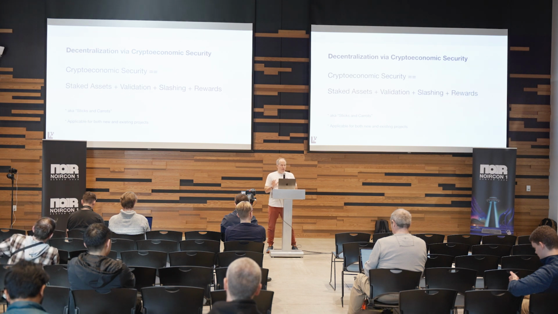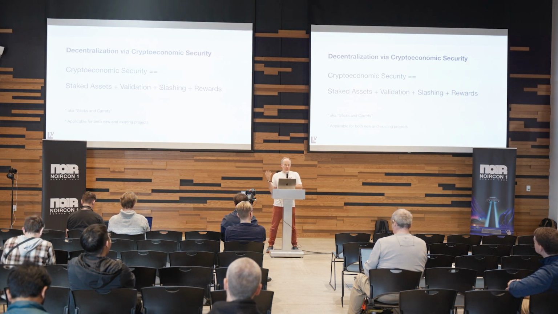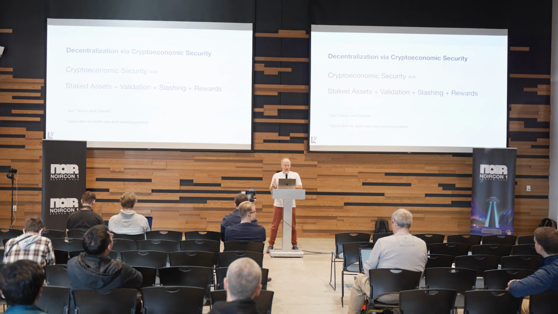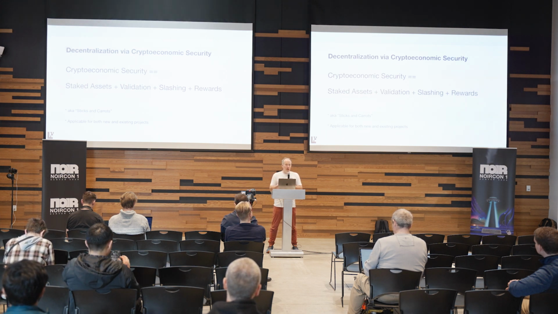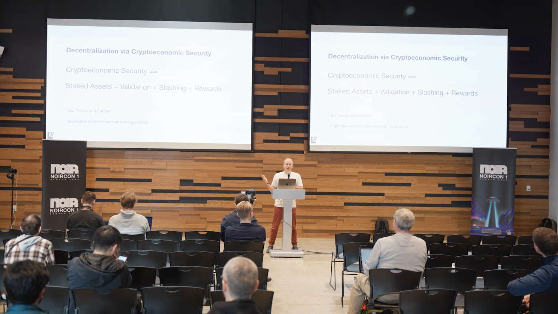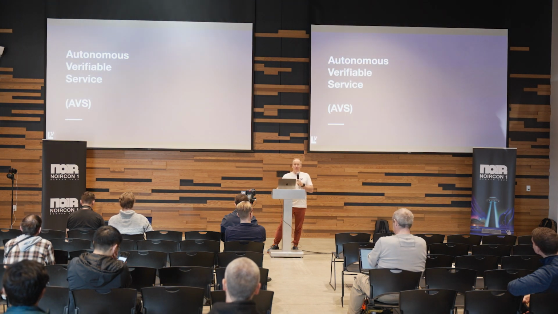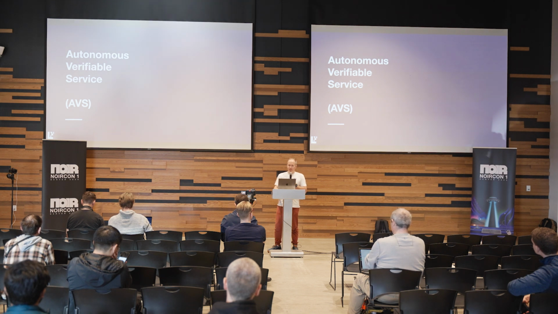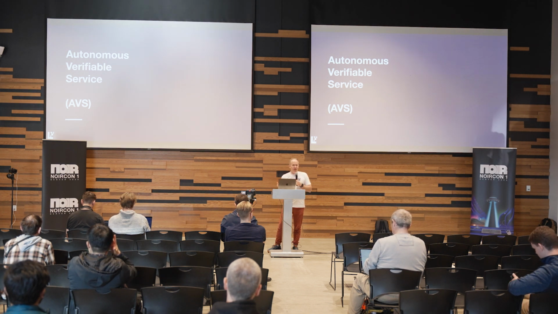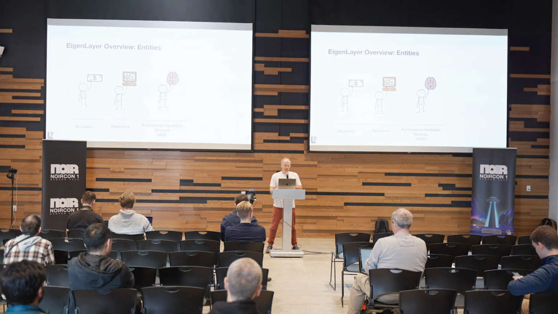The way we go about it is we use the term crypto economic security, which is very similar to Ethereum's approach. It's staked assets, it's validation, it's slashing, and it's rewards, but it is programmatic. It's not purely validating Ethereum blocks, it's validating any type of off-chain service that you can imagine. And the term that we use for those services is autonomous verifiable services. So when you build on EigenLayer, you are effectively building an AVS. It's a standalone service that is validated. It runs off-chain, but it's validated on-chain.